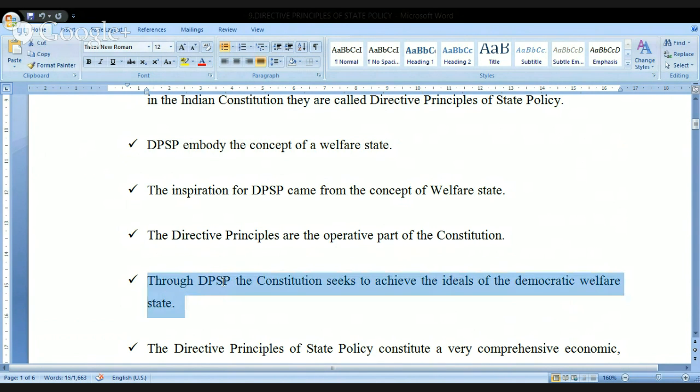Now, through DPSP, the Constitution seeks to achieve the ideals of the democratic welfare state. We have seen what is the meaning of democracy. In a democracy, the highest regard and respect should be given to the people. Because the government is formed with the support of the people, because the people are coming out and voting in the elections, accordingly, after formation of the government, the political people who are present in the government should work for the welfare of the society. That's the reason the political party which is in power will play a crucial role as far as the welfare of the state is concerned.